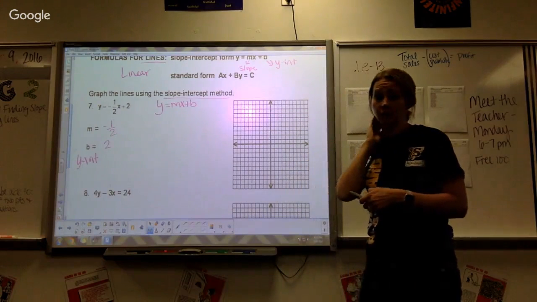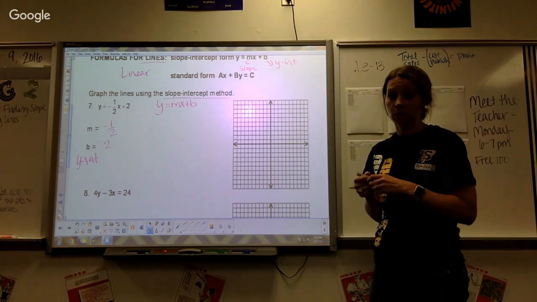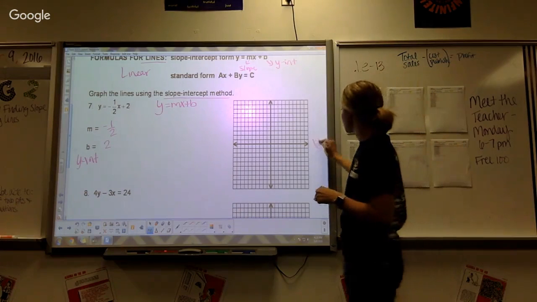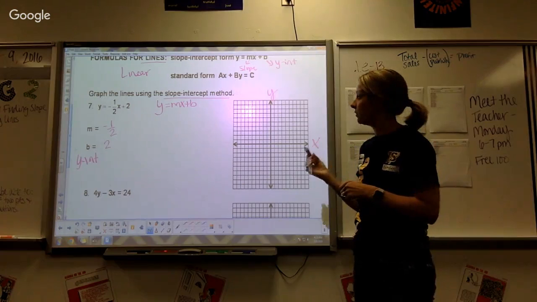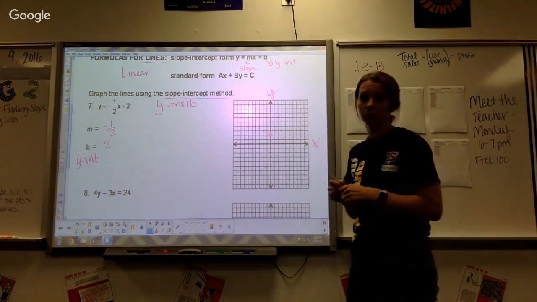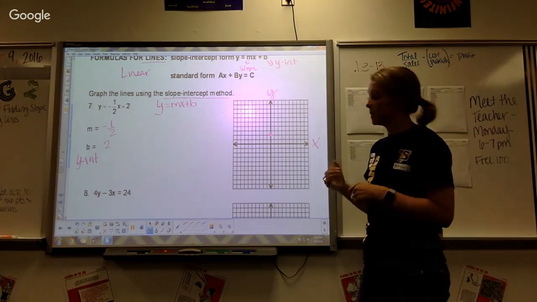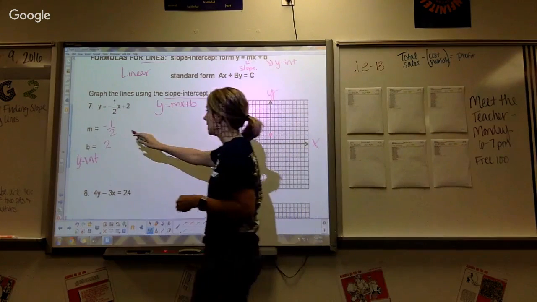When you're graphing using y equals mx plus b, you will begin with b, the y-intercept. So here's your x-axis, here's your y-axis. You begin with 2, so 2 on the y-axis would be your first point. Here's your b. From there, we're using our slope to find the other points. So notice I have a negative 1 on top.